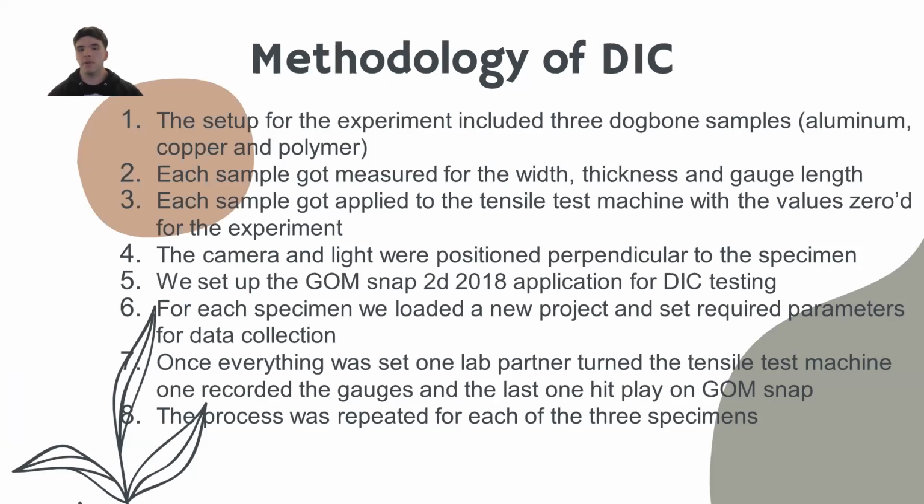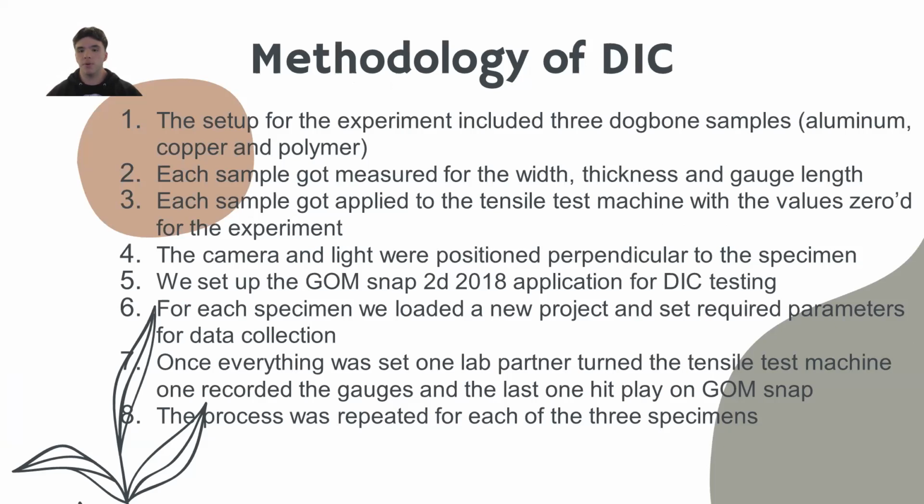The setup for this experiment included 3 dog bone samples of aluminum, copper, and polymer. Each sample got measured for the width, thickness, and gauge length. Each sample got applied to the tensile test machine with the values zeroed for the experiment. The camera and light were positioned perpendicular to the specimen. We set up the GeoM-Snap 2D 2018 application for DIC testing.